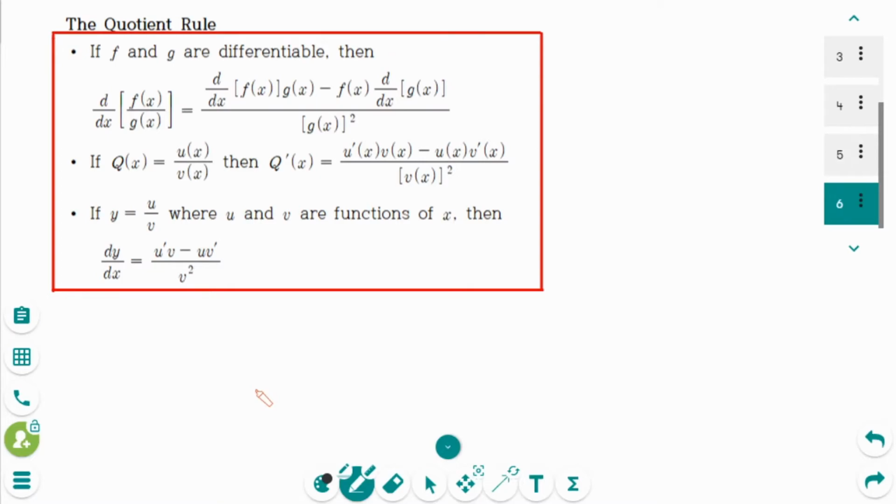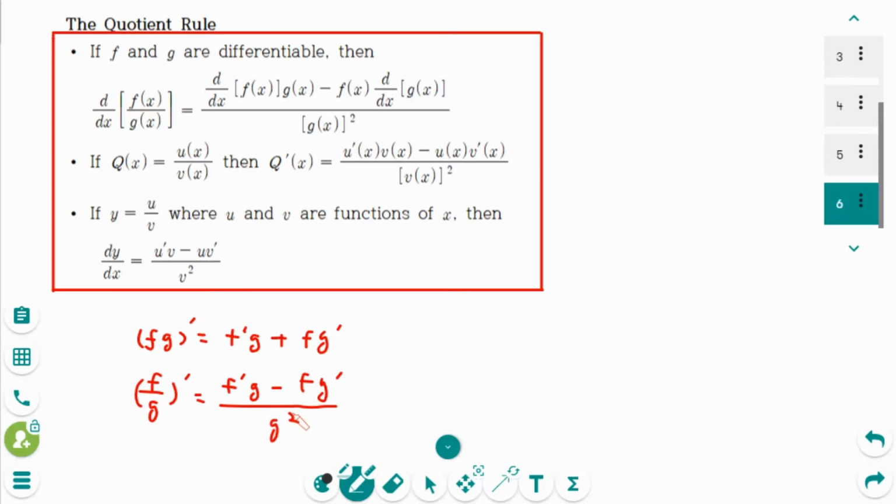When we compare the product rule and quotient rule, the product rule is (fg)′ = f′g + fg′. Then the quotient rule is (f/g)′ = (f′g − fg′)/g². It's the same pattern, but the sign of the middle part is different.